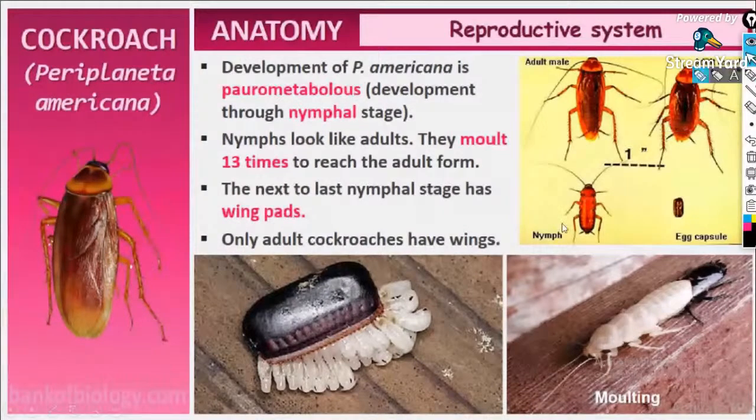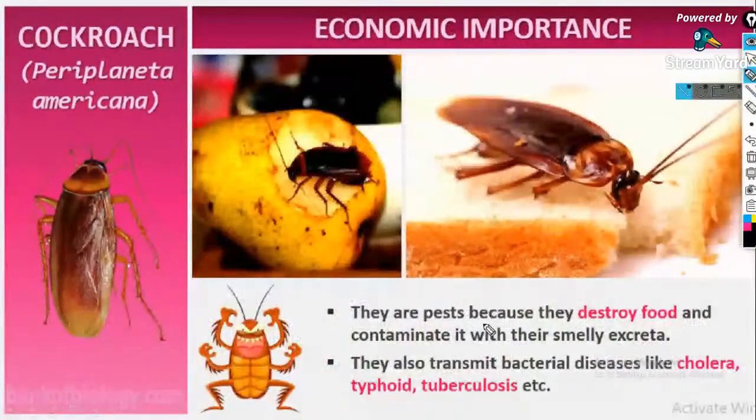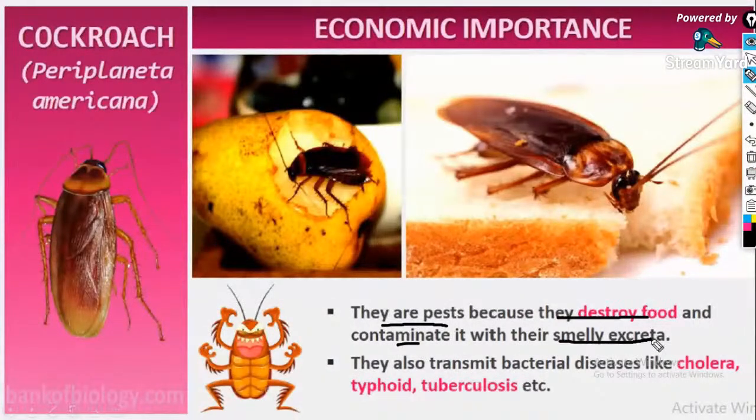Okay, that's all for the reproductive system of cockroach. And finally we have the economic importance. They are pests because they destroy food and contaminate it, and it smells of excreta, right? Most of you might have experienced at home, when you take a plate or something for cooking purpose, you may experience the smell of the excreta of the cockroach, right?